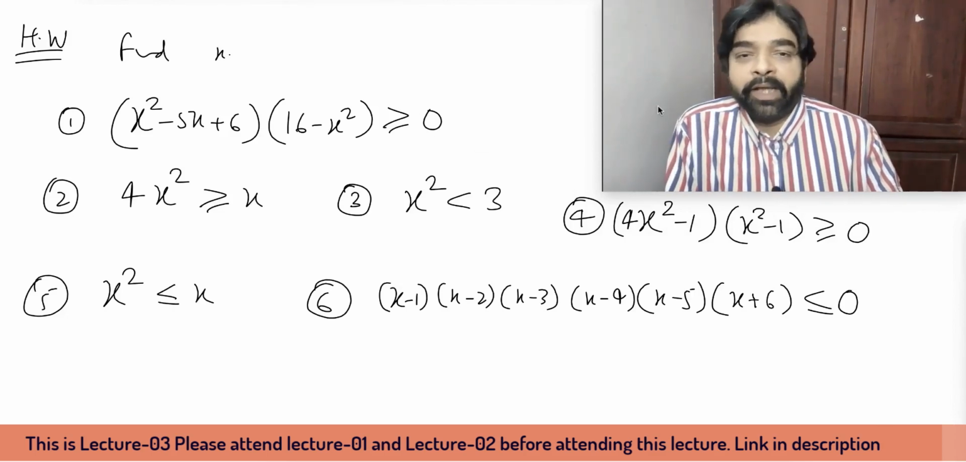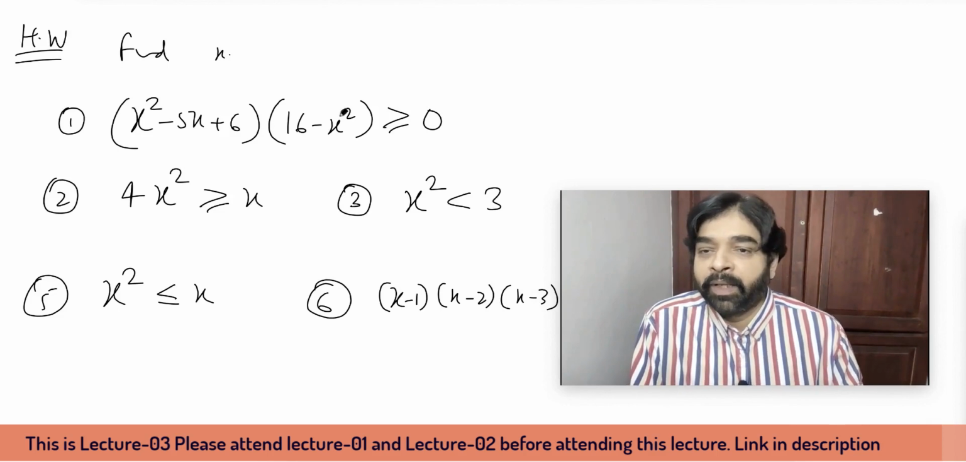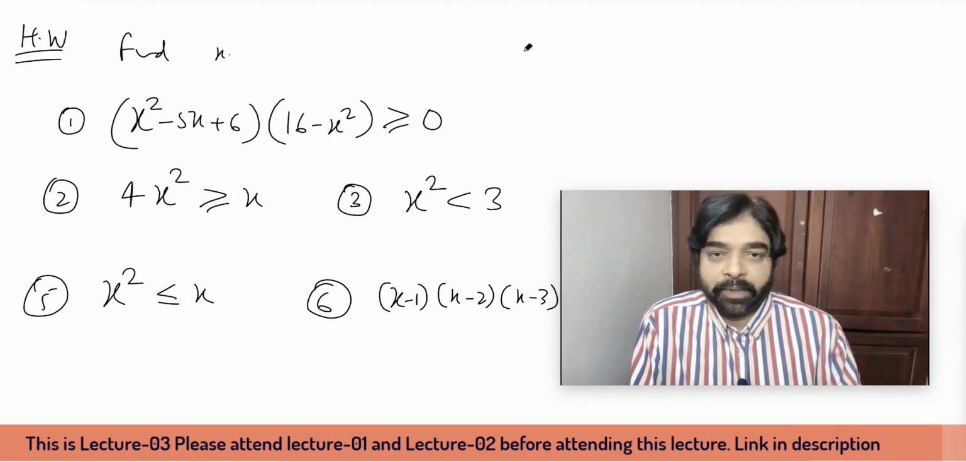So very quickly I will discuss and check your answers. Are you getting the same answer or not? The first question is very, very simple, I think. We'll factorize it. That is going to be (x - 2)(x - 3).